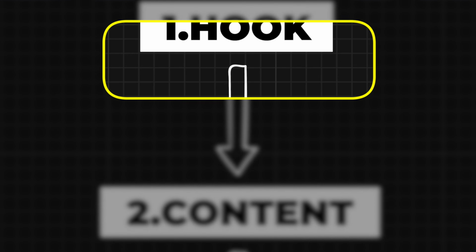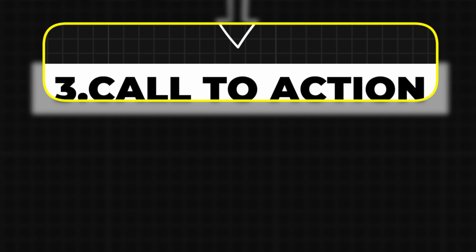So now let's put that all together. So we're going to put the hook at the start, then we have our content, and then we'll have that call to action at the end. So you can edit this together so it looks like a reel.